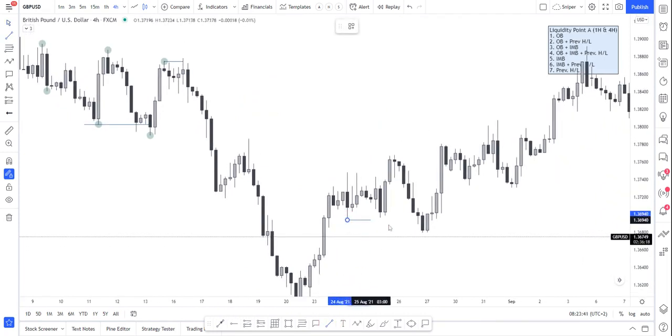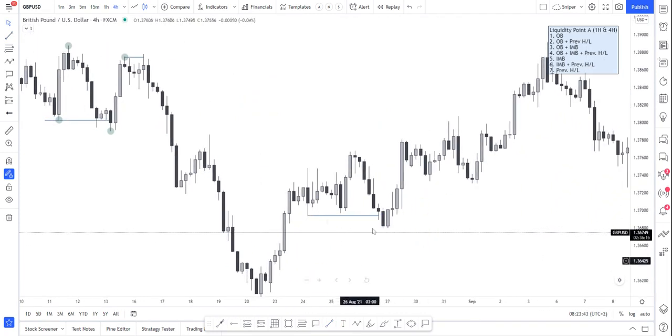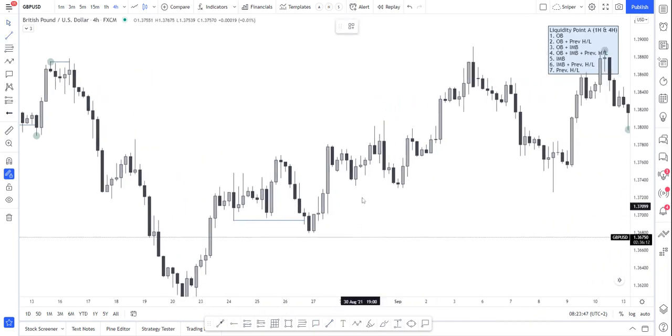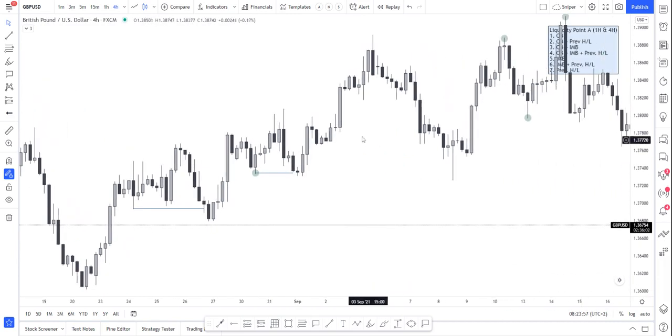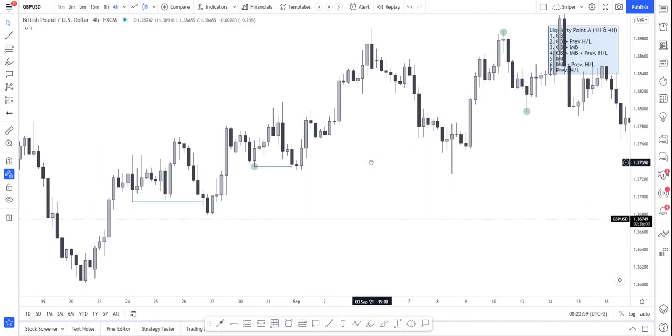Here we have some lows as well, previous lows. Price took the liquidity and moved towards the upside. We have a small example over here as well. You can see there's the low. Price took the liquidity below the low and then moved towards the upside. So that is how we look at highs and lows.